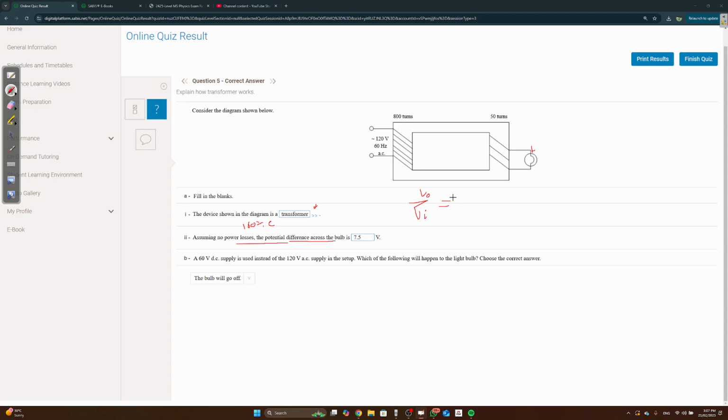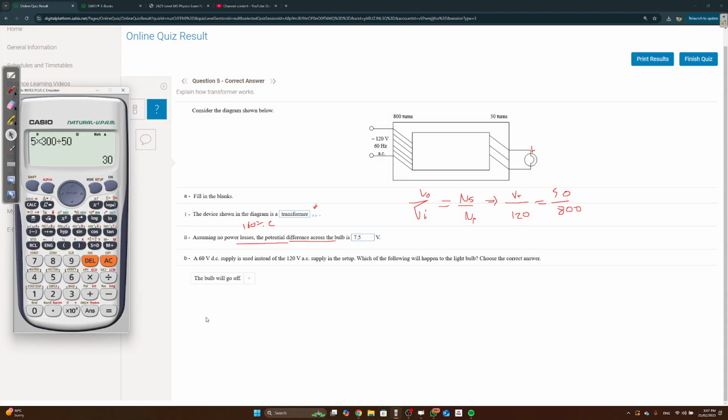Okay, V out over V in is equal to NS over NP. Okay, so V out, how much? V out we don't know, we're trying to figure it out. Over V in 120 is equal to NS secondary 50 over primary 800. So 120 times 50 divided by 800. Okay, you get 7.5.